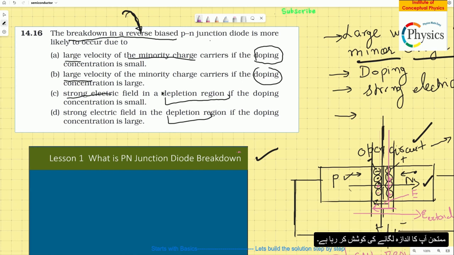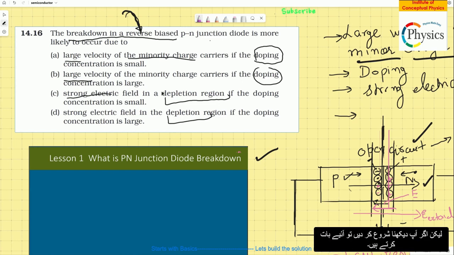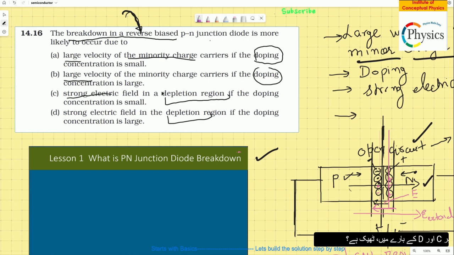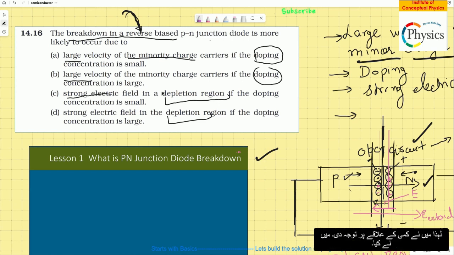The examiner is trying to assess you on a lot of things. Doping is one, the strong electric field, etc., right? So nothing straightforward, but if you start seeing, let's talk about choice number C and D, right? The strong electric field in the depletion. So I concentrated on depletion region. I did. I concentrated on a strong electric field.